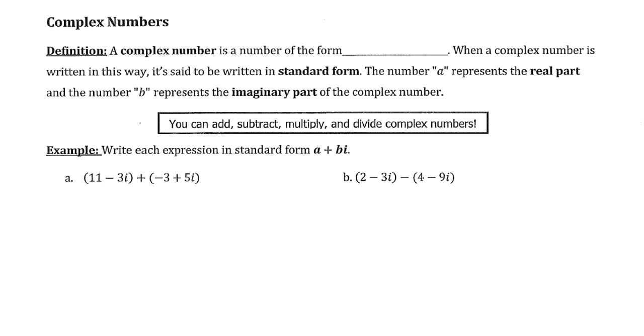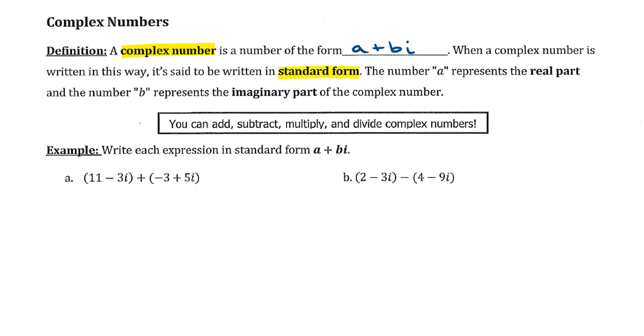Alright, so up right now is the definition of a complex number. A complex number is a number of the following format: a plus bi. Note that i is the imaginary unit, which is equal to the square root of -1. There are a couple of parts to this. Of course, there's the part involving a, and then the part that involves the bi expression. When a complex number is written in this format, it's said to be written in standard form.